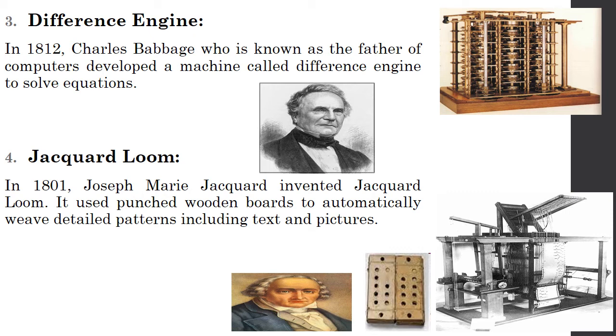Okay, fourth one, Jacquard loom. Joseph Mary Jacquard invented Jacquard loom in 1801. Now this machine, that is Jacquard loom, used punched wooden boards to automatically weave detailed patterns including text and pictures. Now you can see there a picture of a wooden board which has got holes in that. That is known as punched wooden boards. So using punched wooden boards, the Jacquard loom was used to design or weave patterns like text and pictures.